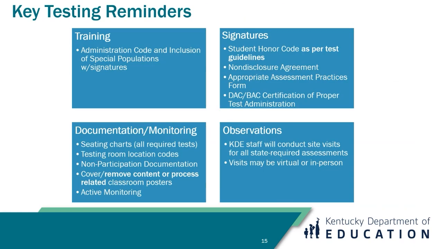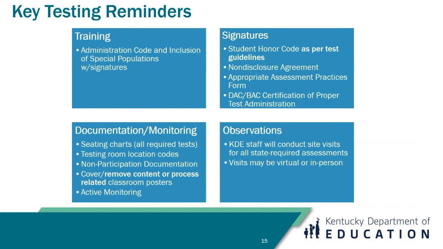So, some key testing reminders. Here's a recap of some steps and reminders to think about as you prepare for test administration. Training all staff involved on administration code and inclusion of special populations regulations with signatures, including additional staff who may be needed. Make sure you have signatures for all required documents, including student honor code, non-disclosure agreements, other forms and certifications as needed. Seating charts are required for all state assessments.